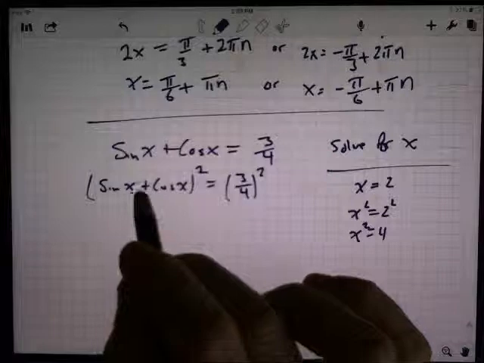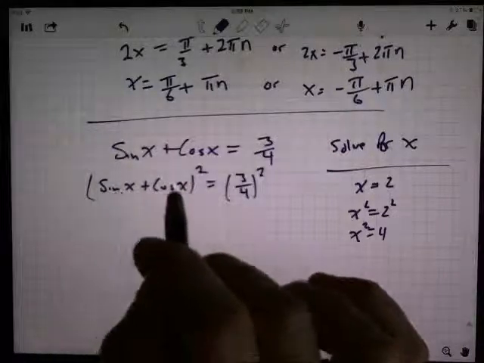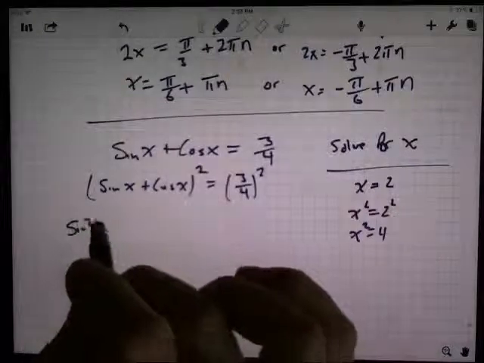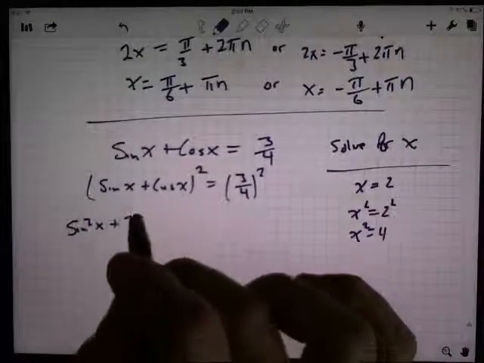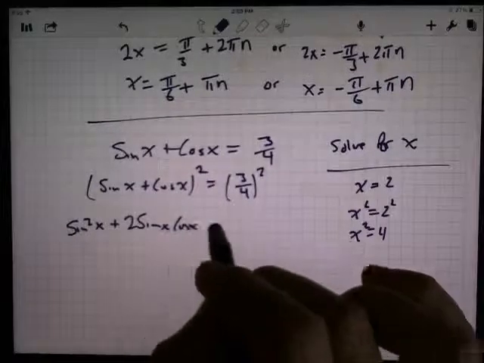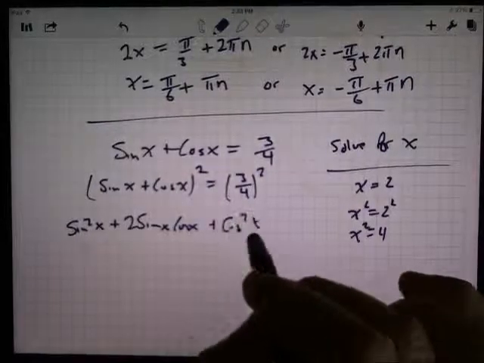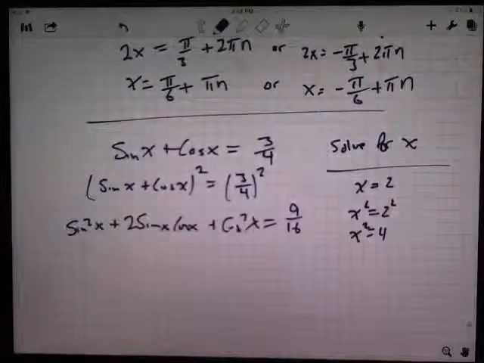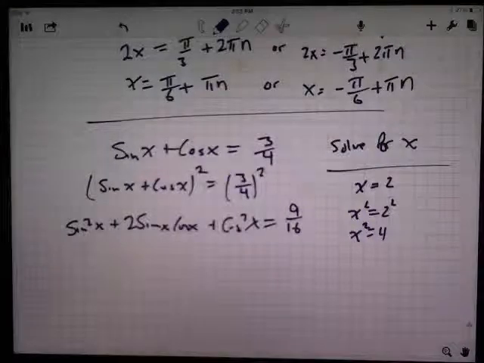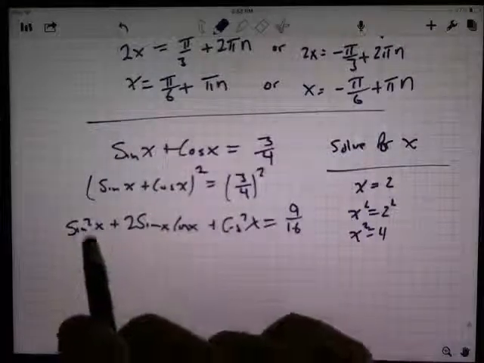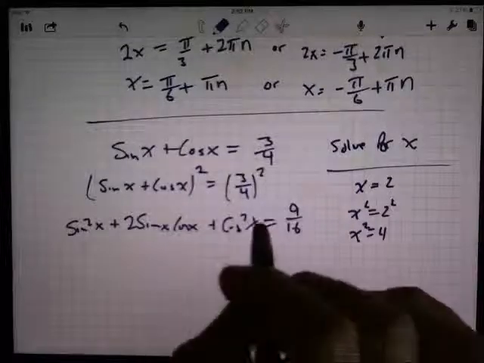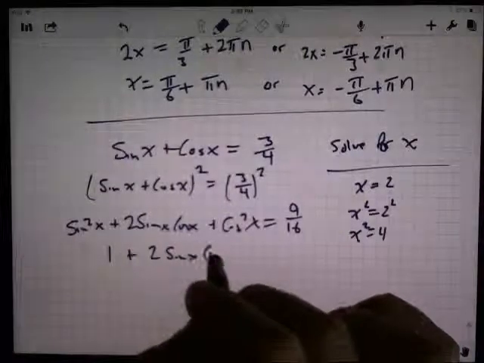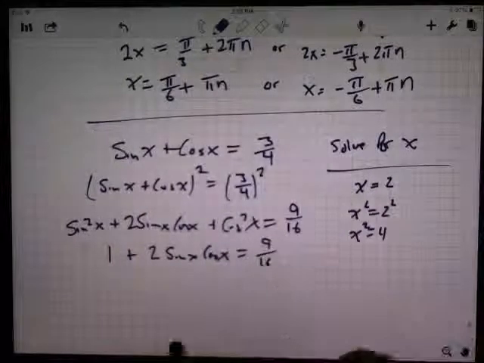Okay. So let's see. When I square this out, careful, it's a binomial squared, so it's a big FOIL here. So I get sine squared x plus 2 times sine x times cosine x plus cosine squared x, and this is 9 over 16. The reason I did this is because sine and cosine don't go together nicely, but sine squared and cosine squared do. So in fact, what I have here is 1 plus 2 sine x cosine x equals 9 over 16.